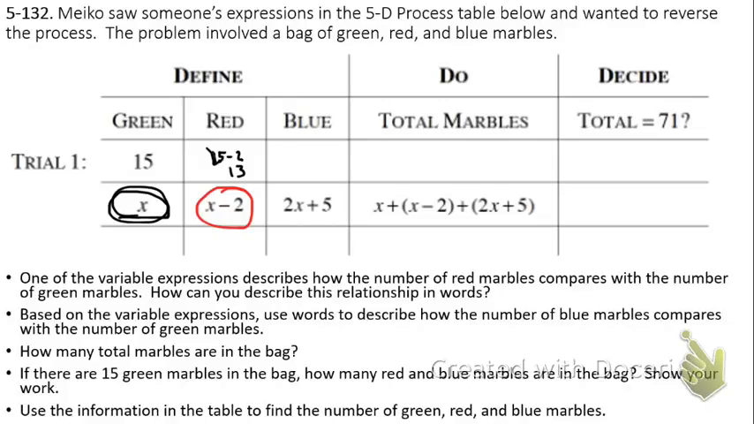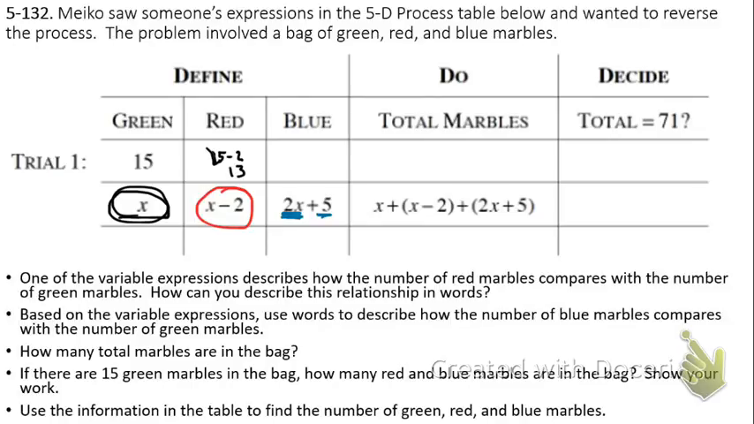Okay, next question. Based on the variable expressions, use words to describe the number of blue marbles compared with the number of green marbles. Now, each of these bullet points is a question you should be answering on your paper. Make sure to do that. Well, so I notice if x is green, then the number of blue marbles is twice the number of green. So I would write that down. Twice the number of green plus 5 more. Or 5 more than twice the number of green.